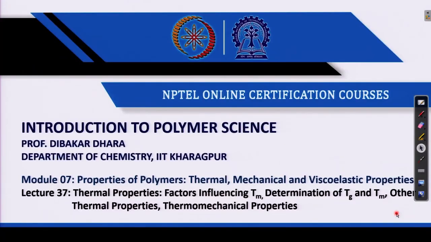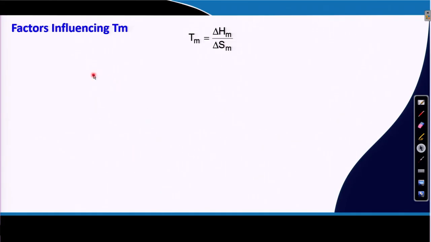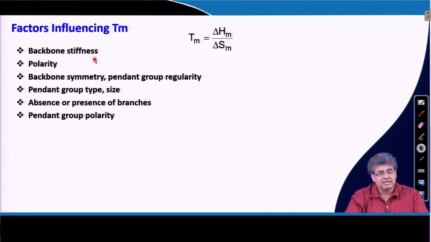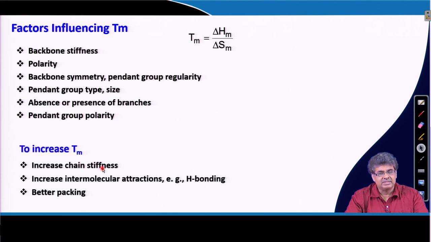Welcome back. In this lecture, I will continue my discussion on thermal properties of polymers. In the last slide of last lecture, I went through the different factors which can influence the value of Tm, and I discussed that increased chain stiffness, increasing intermolecular attraction between polymer chains, and simpler structures which enable better packing will increase the Tm, because these factors actually help in the crystallization process.